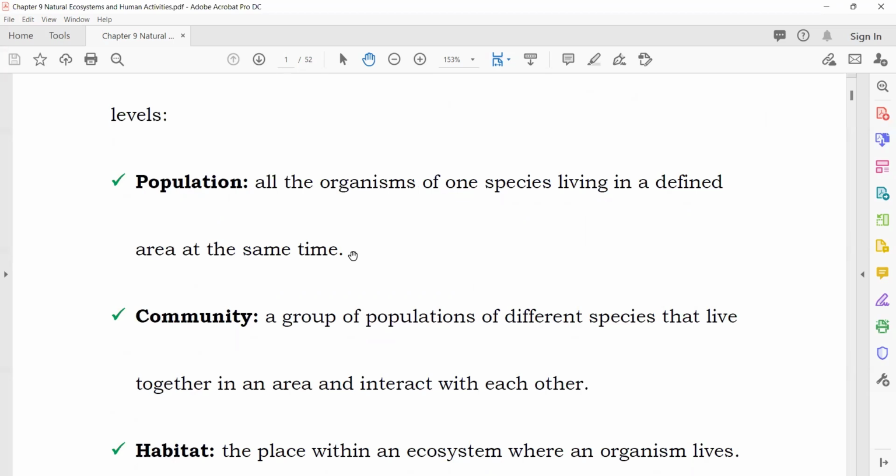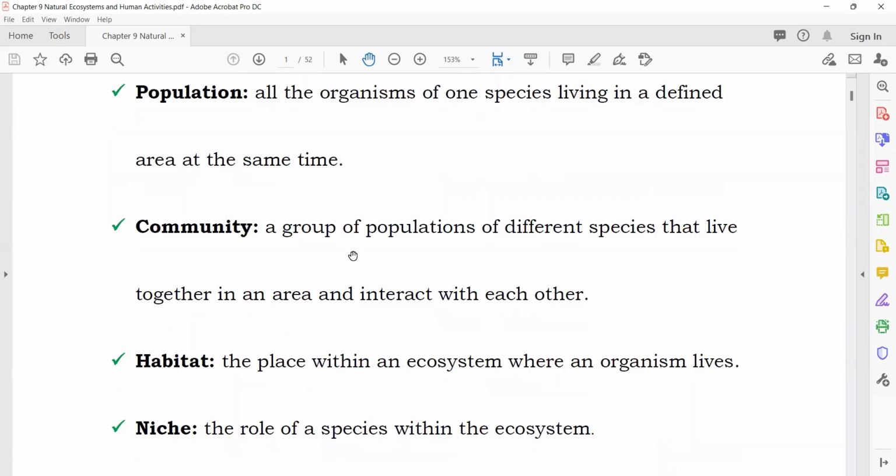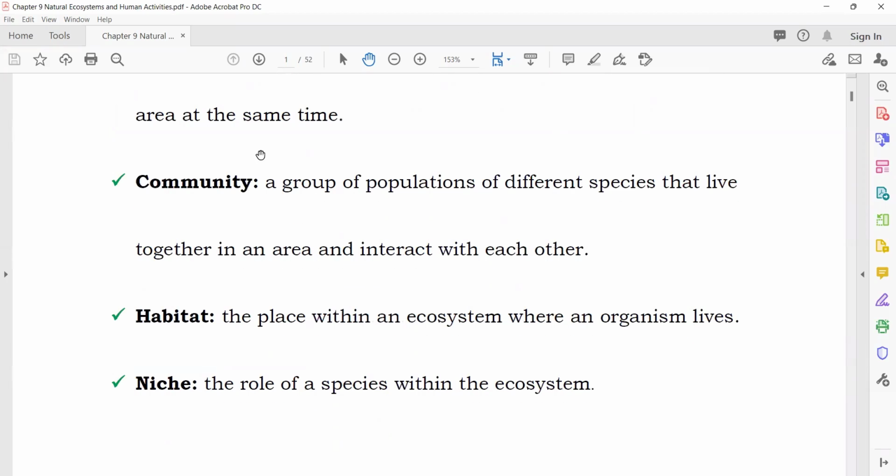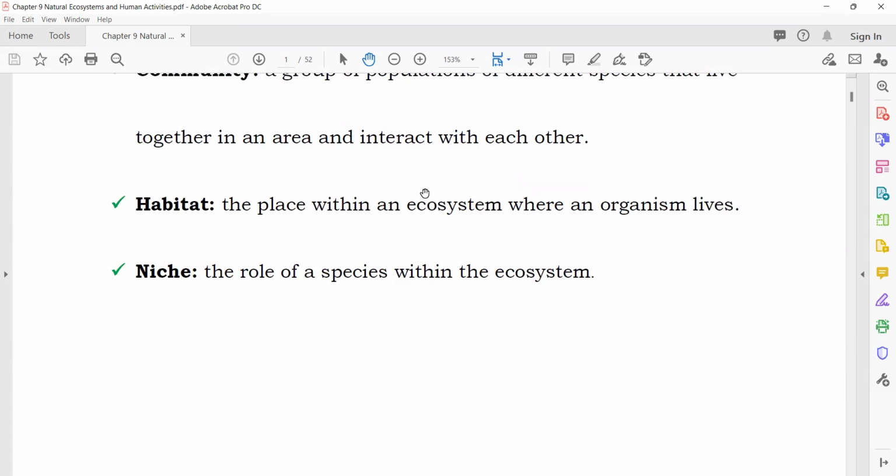So first is the population. Population we already discussed in the previous chapter. Population means the total number of one species, only one species. If you count all the organisms of that specific species, that's known as population. And when different populations are living together, that's known as community. After that, the habitat means the place within the ecosystem where the organism lives.